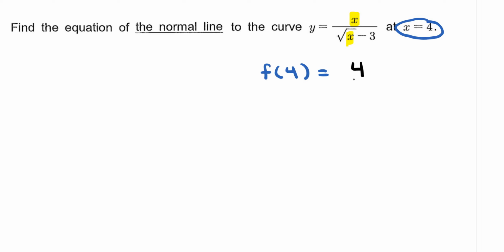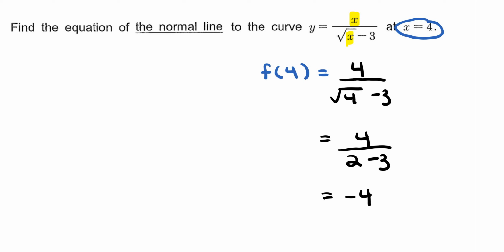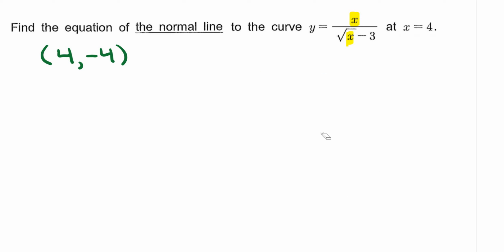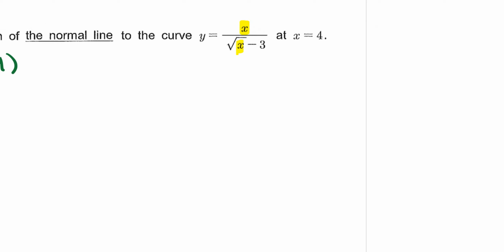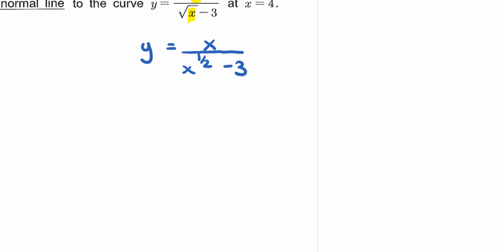If I do that correctly, I get 4 on the numerator divided by the square root of 4 minus 3. So this will be 4 divided by 2 minus 3, which equals negative 4. The point that we have is x equals 4 and y equals negative 4. So that's our x and y coordinates there. Then what we need to do is apply the derivative here. Actually, before we take the derivative, let's write this as x over x to the 1 half minus 3. Okay, now we're ready to take the derivative.